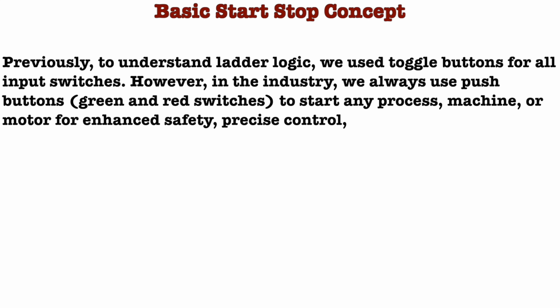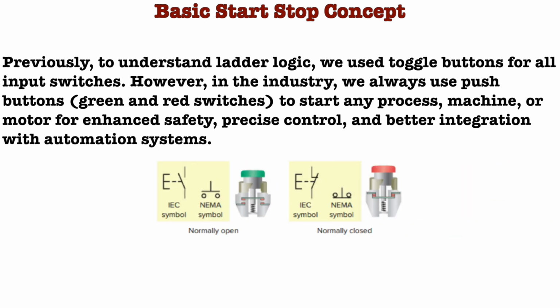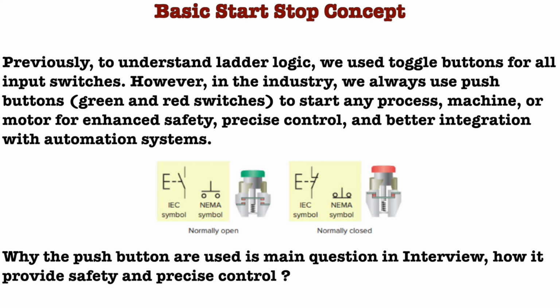Okay. Next is the basic start stop concept, which is generally used in industry or automation processes. Previously, in the ladder logic, we used toggle buttons for all the input switches, but you have seen that in industry we generally use push buttons. You have seen on motors the green and red switches, which are used to start any process, machine or motor, for enhanced safety, for precise control, and also for better integration with automation systems. But the question comes: why are push buttons used, and how do they provide safety and precise control in industries? Why are we not using the toggle switches which we generally use in our home appliances?